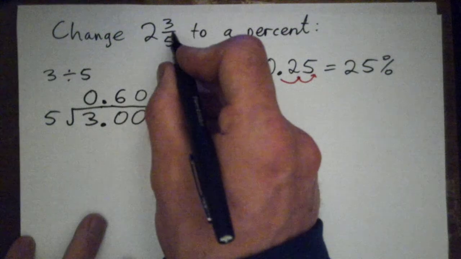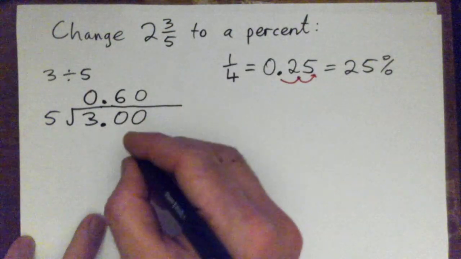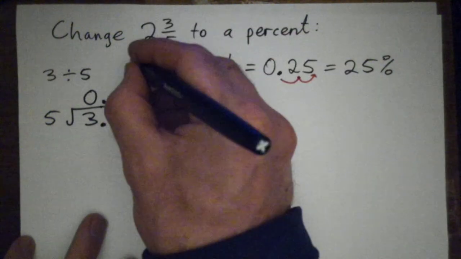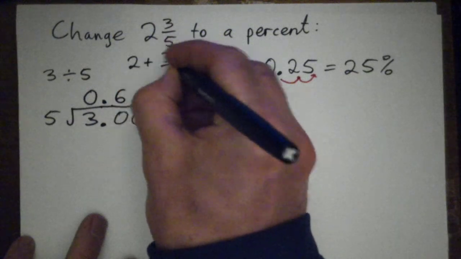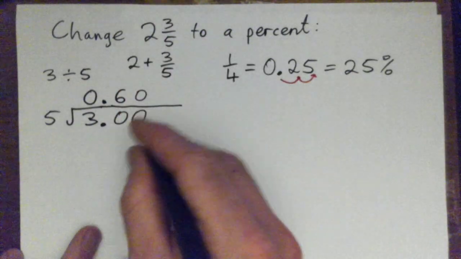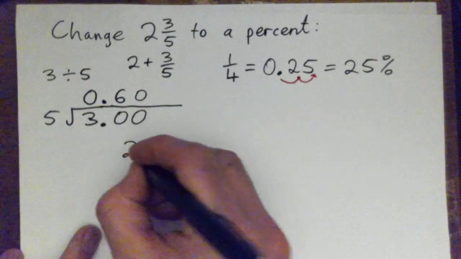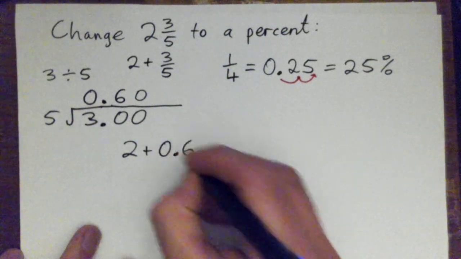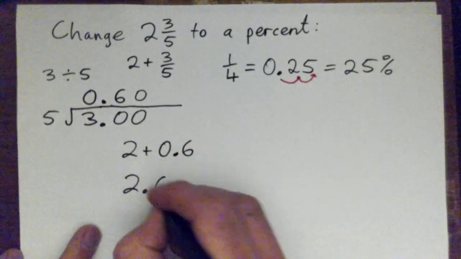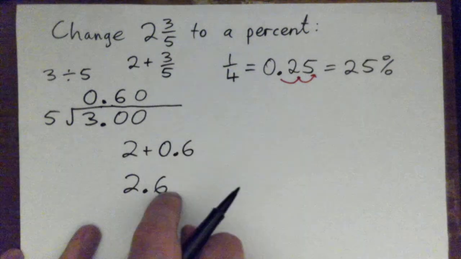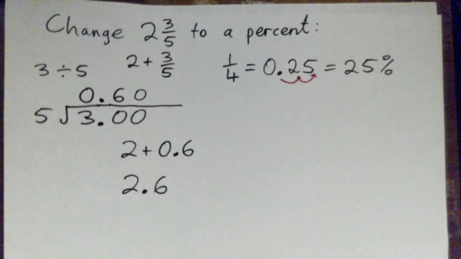So 2 3/5, by the way, is like 2 plus 3/5. 2 plus 3/5, right? And 3/5 is 0.6. So we just have 2 plus 0.6, or 2.6. So the 2 3/5 becomes 2.6. Are we okay with that?